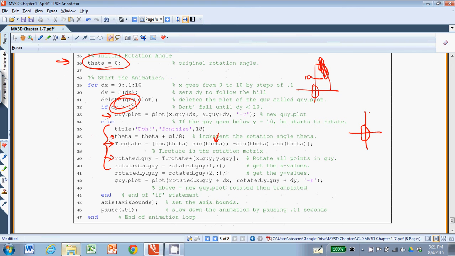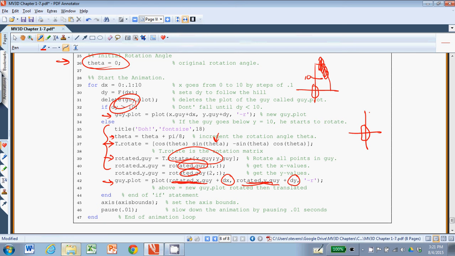And then what I do is I peel off, so here I do the rotation, here I peel off the x values, y values suitable for plotting. But notice, I don't just plot the x and y values. After I've rotated, I now add dx to my x's, and I add dy to my y's. And so I'm rotating first, then translating. And that's my new guy plot.